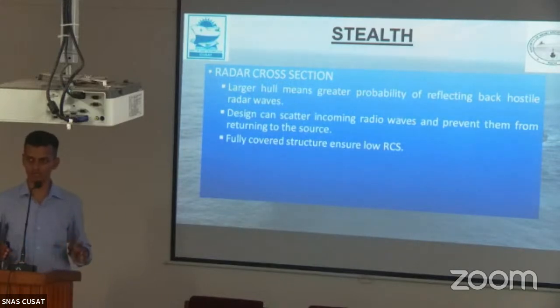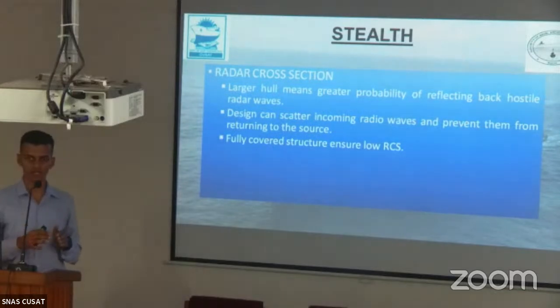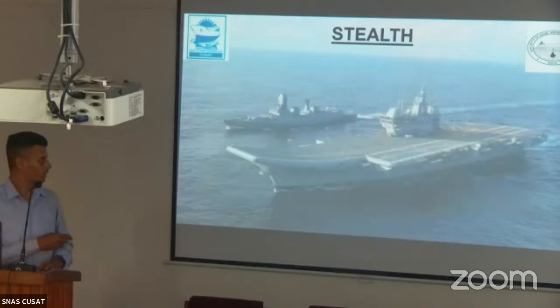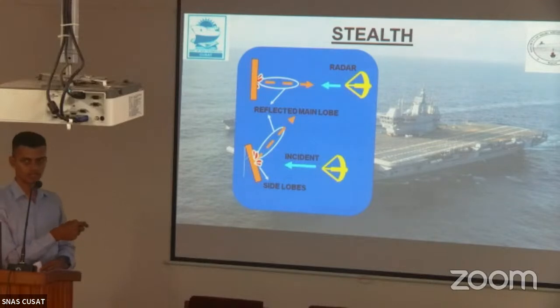So it is better that we cover everything up and we make a single structure and we incline it at such an angle that the incoming radio waves are not reflected back to the enemy. So this figure depicts how radar actually works. You can see that the emission of radio waves from this part is going, hitting the metal surface at a perpendicular angle, and the entire stuff is coming back. So in this case, the detection will be the maximum.